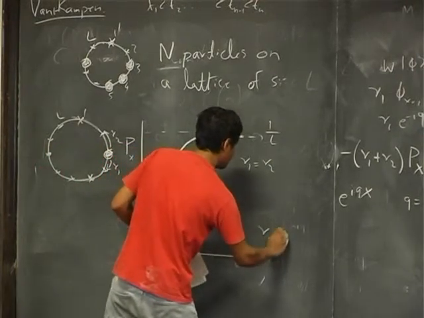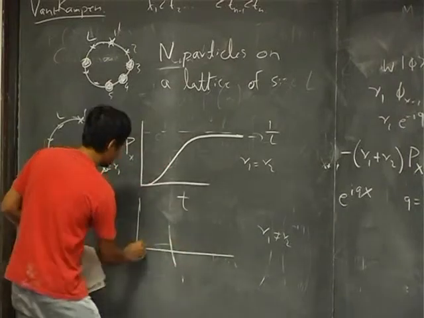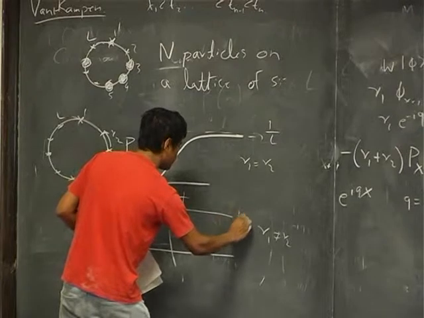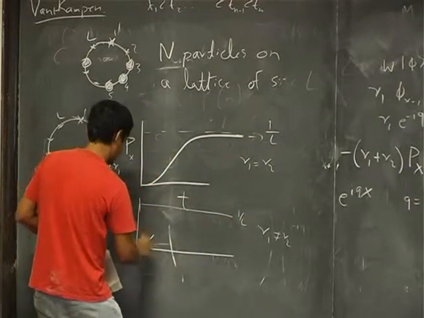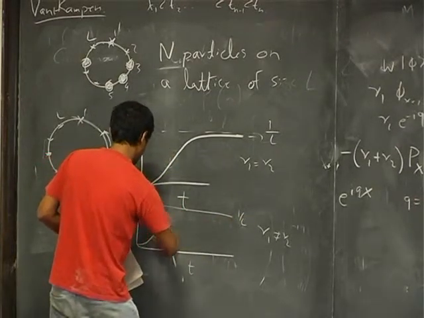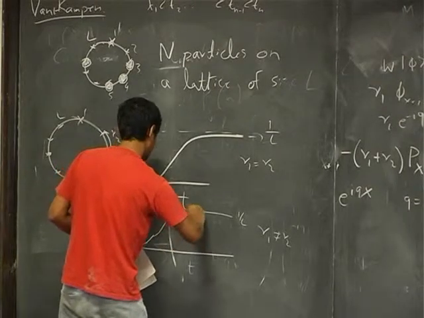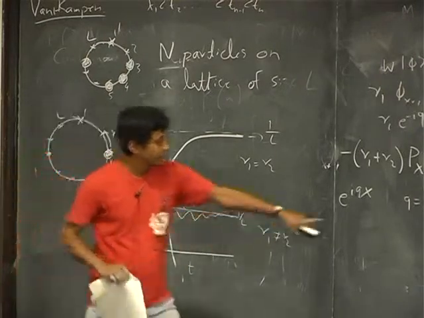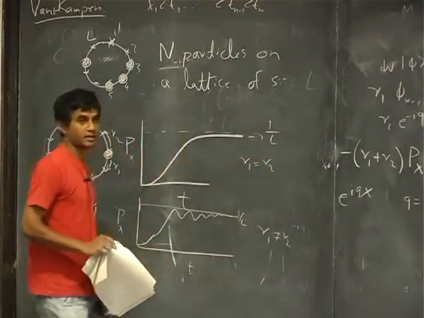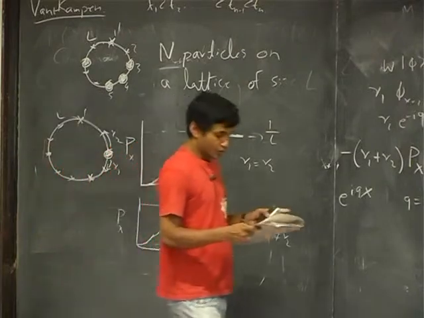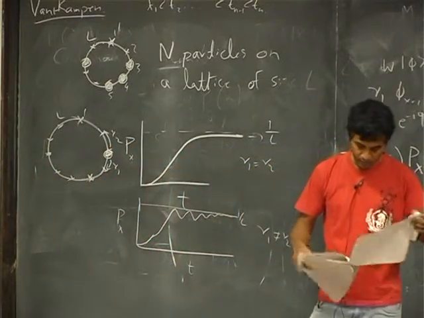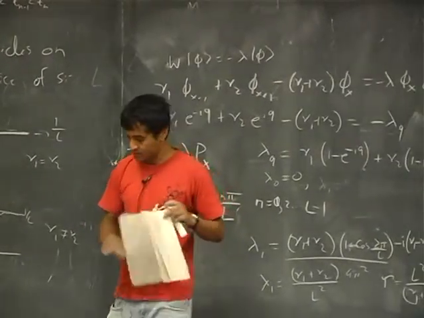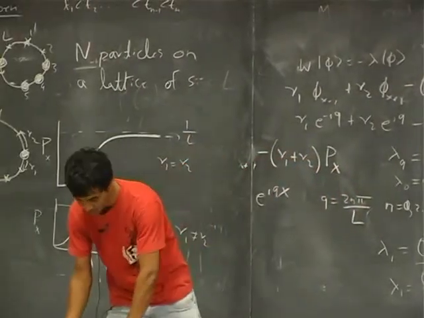For R1 not equal to R2, if you plot how it goes to the steady state, there are these oscillations. The steady state value is still 1 by L. As a function of time, it will go like this, and that's what we will get if you just plot that function. Okay, so now let's just go quickly to the n particle case.